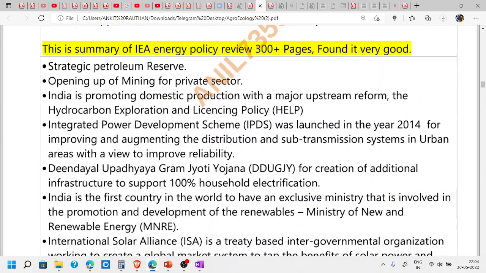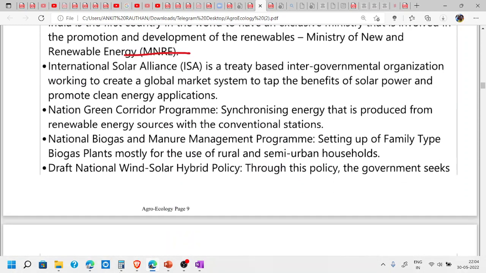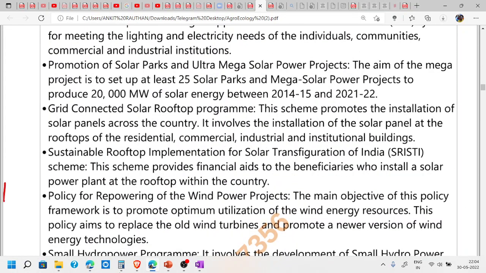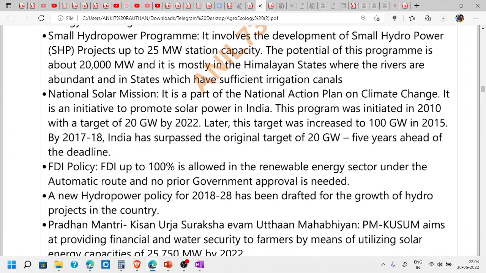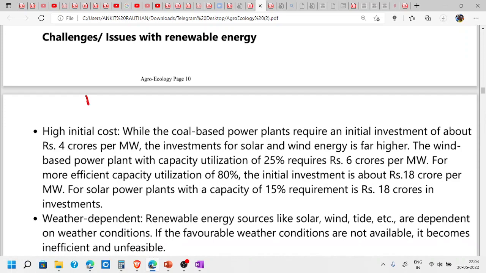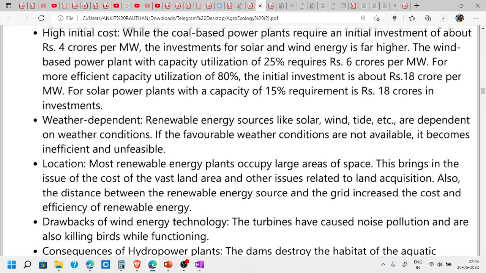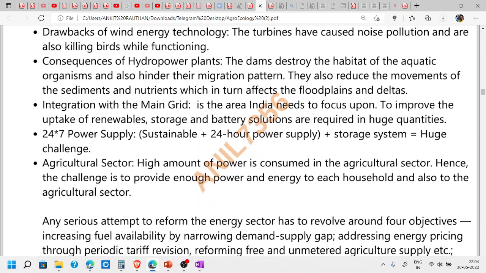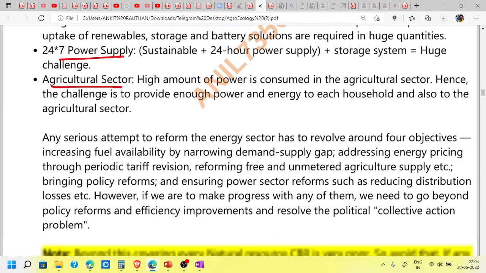All right, guys. Strategic Petroleum Reserve, setting up of mines, health policy, IPDS, Deen Dayal Gram Jyoti Yojana for 100% electrification, MNRE, International National Green Corridor. Yes, you can write all of this. This PDF has given a lot of content regarding this, not needed. Challenges and issues you have to study: high initial cost, weather dependent, location problem, drawbacks of wind energy technology, consequences of hydropower, 24 into 7 supply is not there, agriculture sector depends on it.